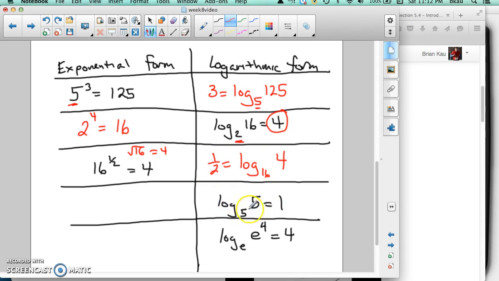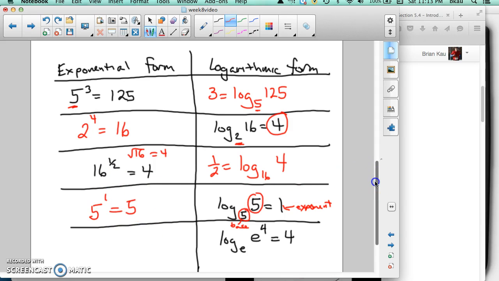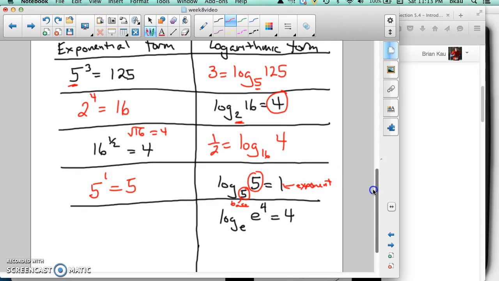Now they've reversed this one here, but it looks like these are the same. Log base 5 and 5 are the same. So we're going to start with 5. This 5 is your base. And there's your exponent. And then it's going to be equal to this number here, which is 5 also. So 5 to the first equals 5. That's the conversion of this one.